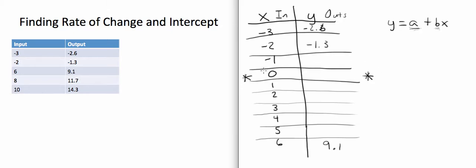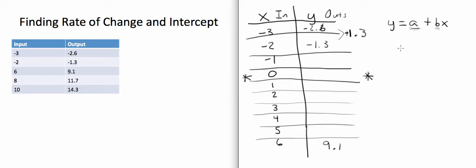To get my a value, we need to find the b value, and we can find that from this table by looking at from -3 to -2. That's a difference of 1. So we look at how much these go up by. We see that this is going from -2.6 to -1.3, which is changing by a positive 1.3, so that's our rate of change.